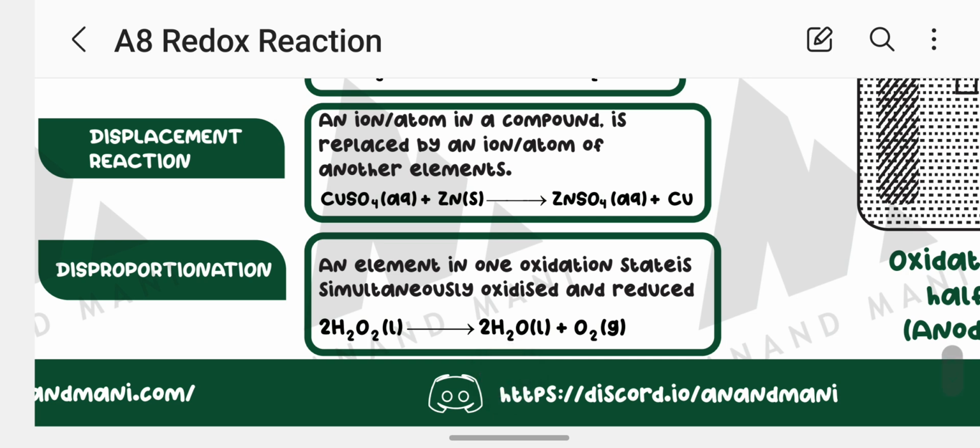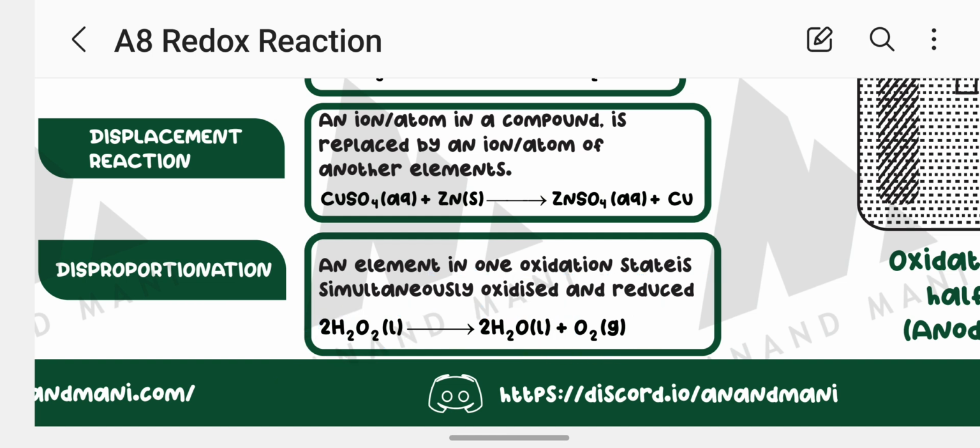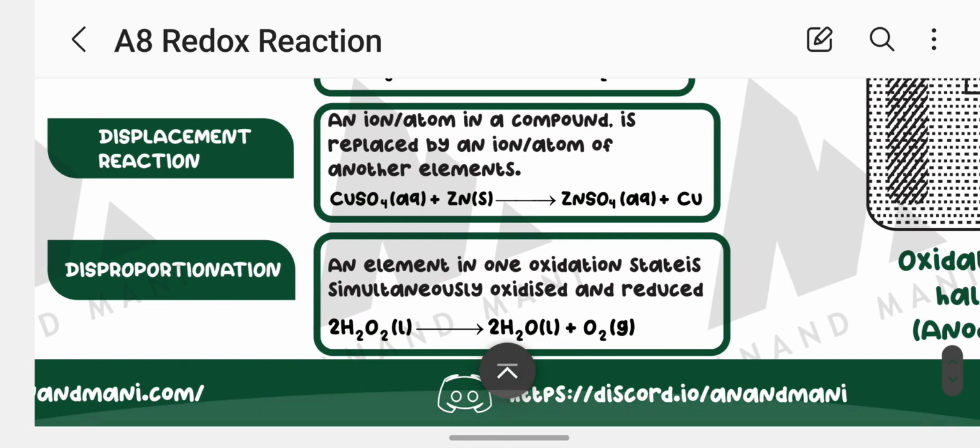Then we have disproportionation, in which an element in one oxidation state is simultaneously oxidized and reduced. Alright, like we have 2 moles of hydrogen peroxide, H2O2 liquid. Whenever it decomposes, it gives us 2 moles of water liquid and 1 mole of oxygen gas. So that is a true disproportionation reaction.